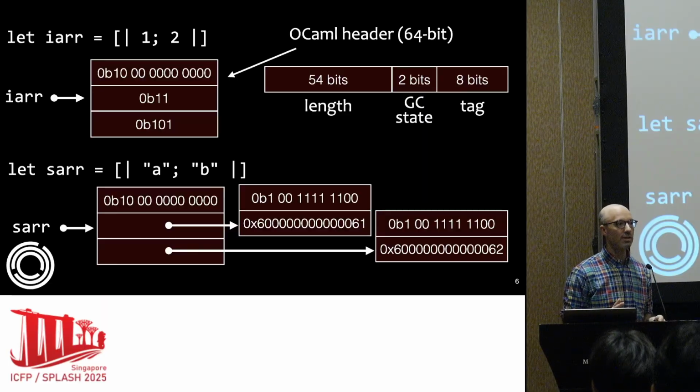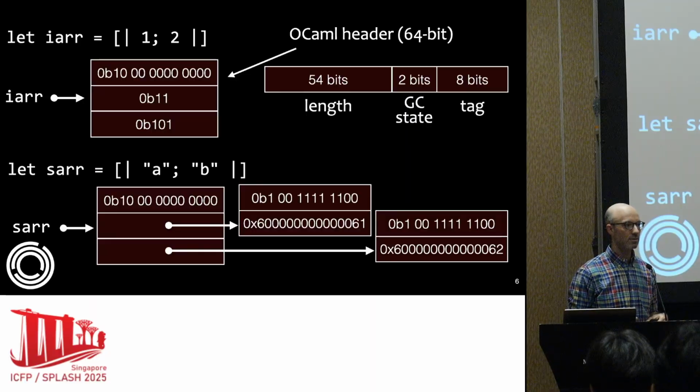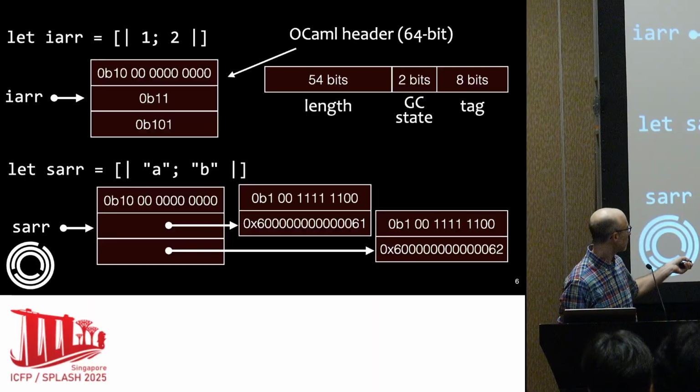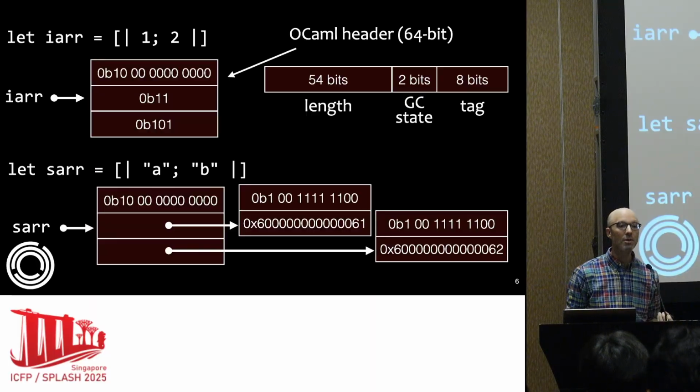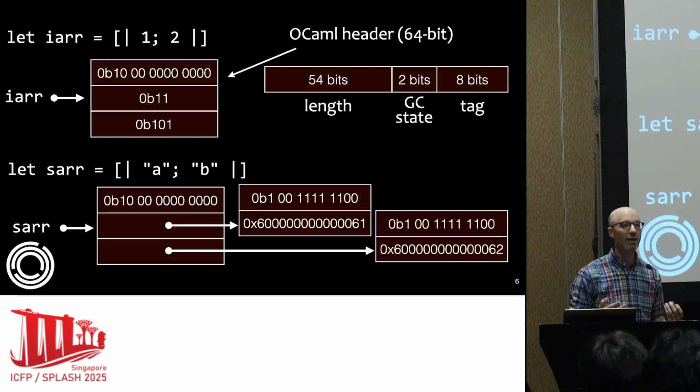And importantly here, the elements in an int array are ints. The elements in a string array are strings, right? This representation for a string is the same that we would get if we just had a variable of type string. And this up here is the exact same that we would get if we had a variable of type int.